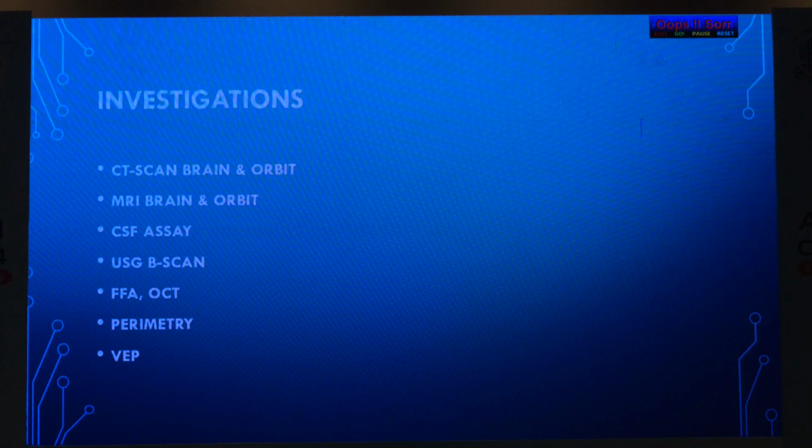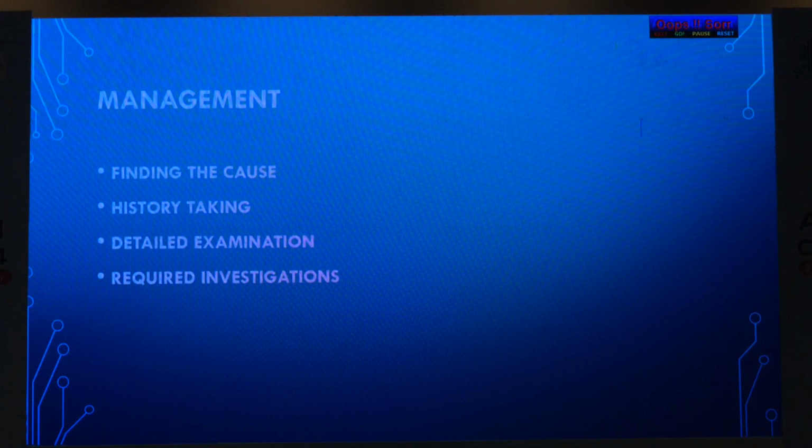Then investigations, we have almost discussed everything in detail, so I am not going into detail again. Management is always finding the cause. First find out whether it is papillitis, papilledema or pseudodisc edema. Then history taking and detailed clinical examination is very, very important before ordering any other radiological investigations.